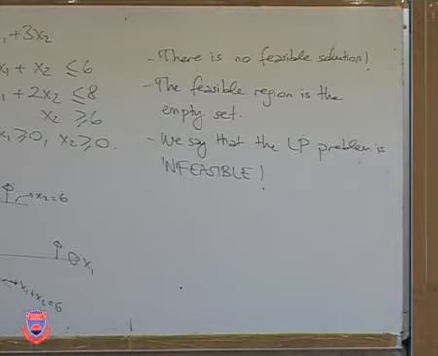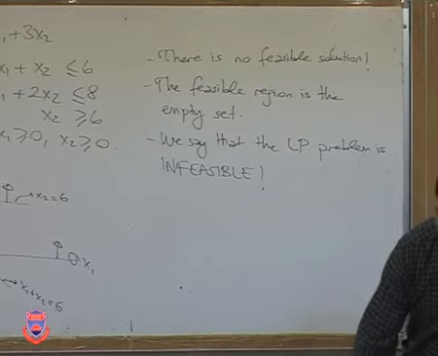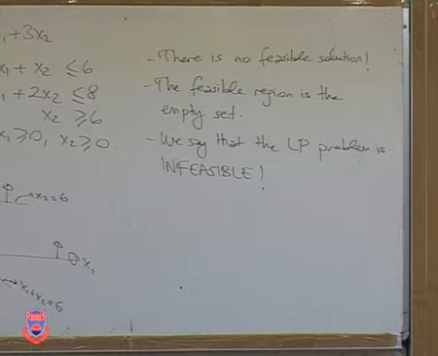So if your LP problem has no feasible solutions, then we simply say that the LP problem is infeasible. Now, what does this mean in practice? Well, one thing you should be careful about is that infeasibility has nothing to do with the objective function. Infeasibility is only concerned with constraints. So the feasible region is defined by the constraints, so as a result, the objective function does not play any role, basically. So whether or not a problem is infeasible is determined only by the constraints.